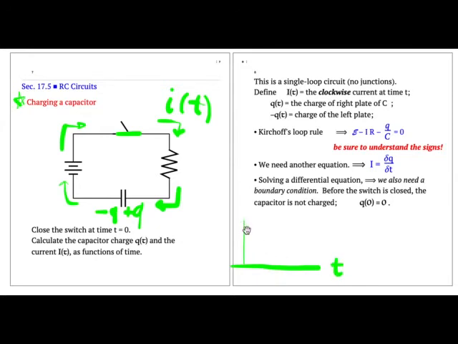So if I made a graph of the current as a function of time, it would start out at some value. In fact, it will be the EMF of the battery divided by the resistance, because any current out of the battery has to go through this resistance. So the instant you close the switch, there's a way for the current to flow through this resistor.